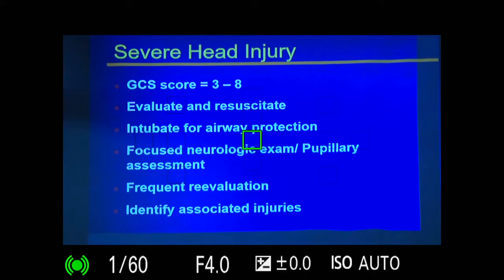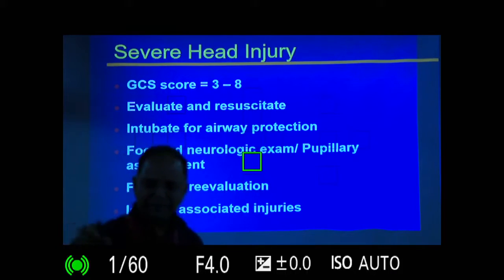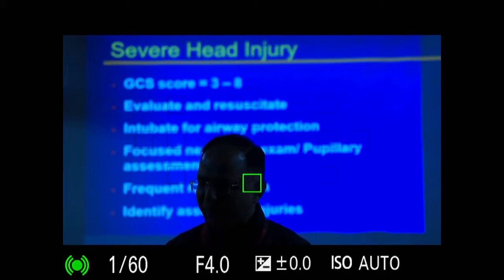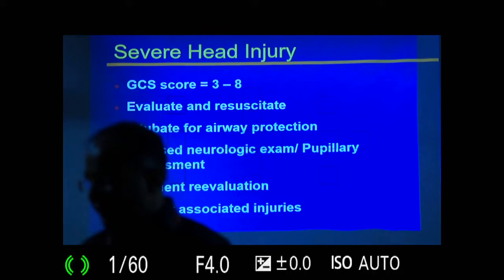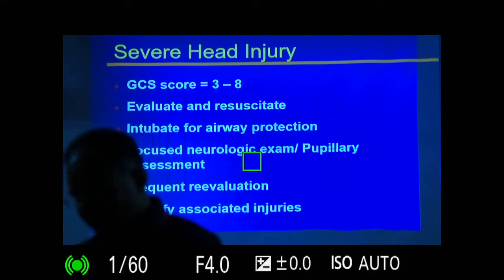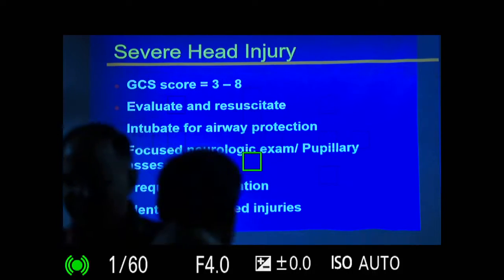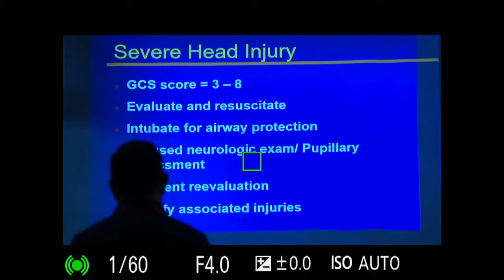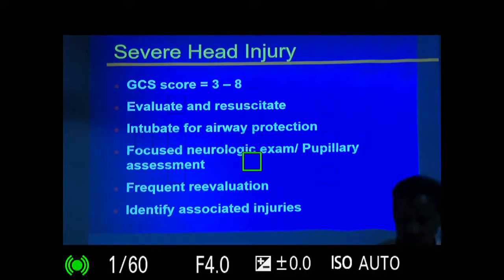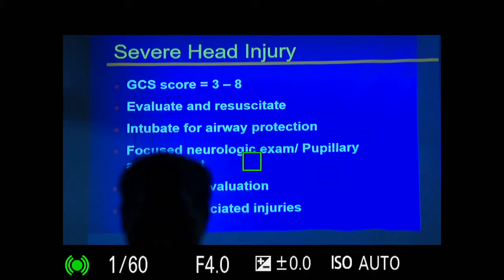So what are the components of D? Components of D, anyone? What do we test in disability? Lateralizing neurological signs, yes? GCS and pupillary reflex, very good. 3 things we are seeing. When we talk about lateralizing signs, we are not doing a complete neurological assessment, we are just seeing if he is moving one side less or not, that's all.